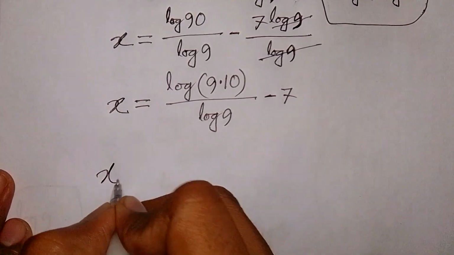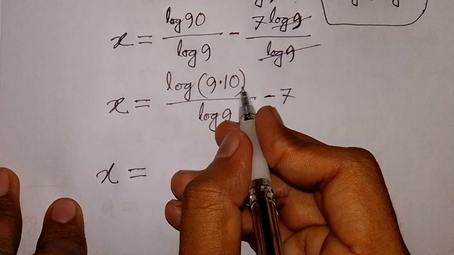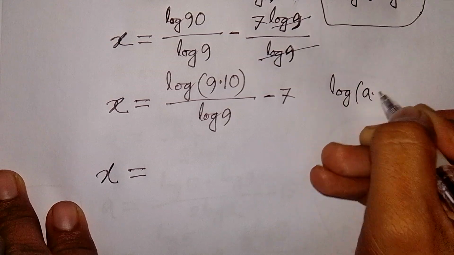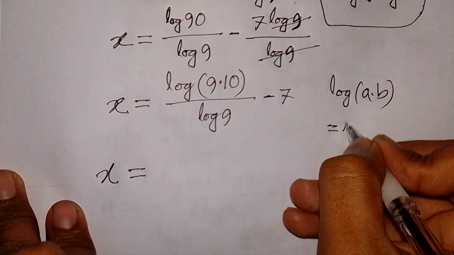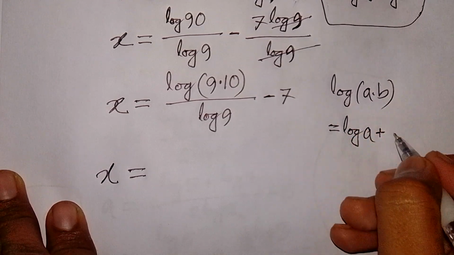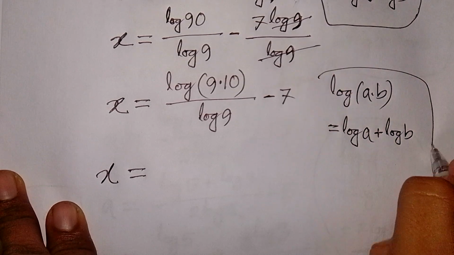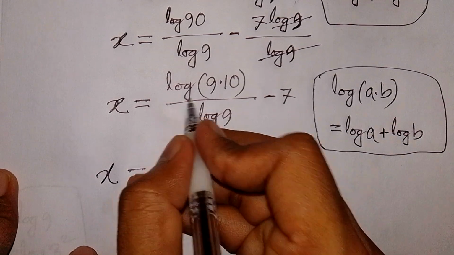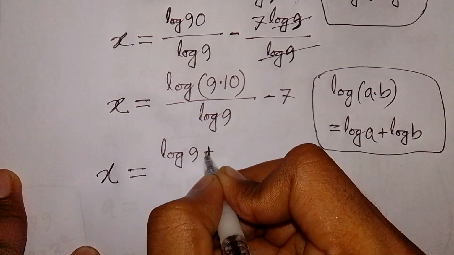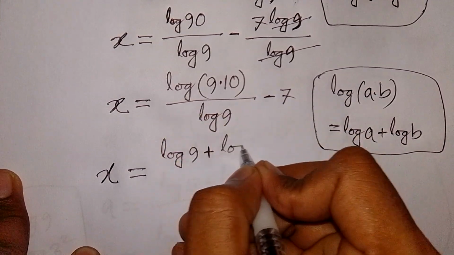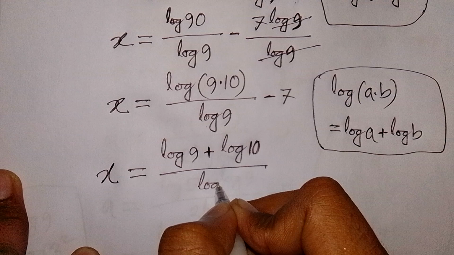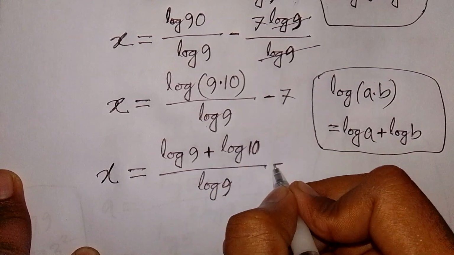In the next step, x is equal to log of 9 times 10. So we apply this formula, log of a times b is equal to log a plus log b. So it will be log 9 plus log 10 over log 9 minus 7.